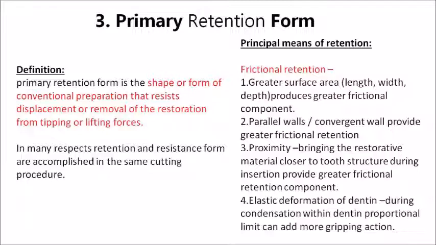Elastic deformation of the dentin during the condensation process, within the dentin proportional limit, can add more gripping action. So everything is intended towards frictional retention, a greater frictional component. So that is the primary means of retention form.